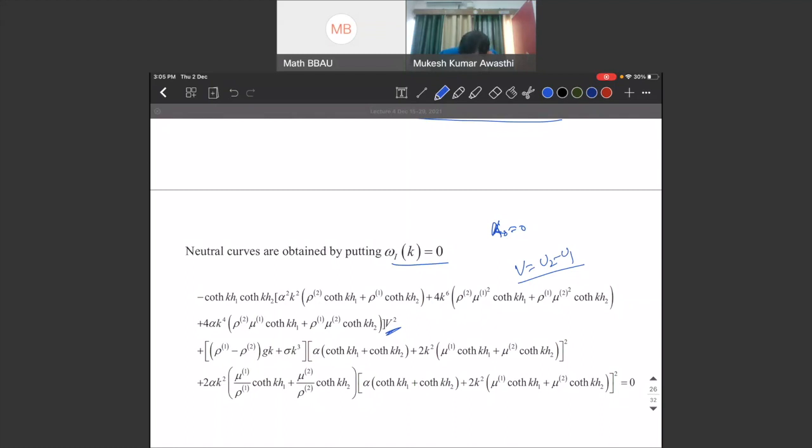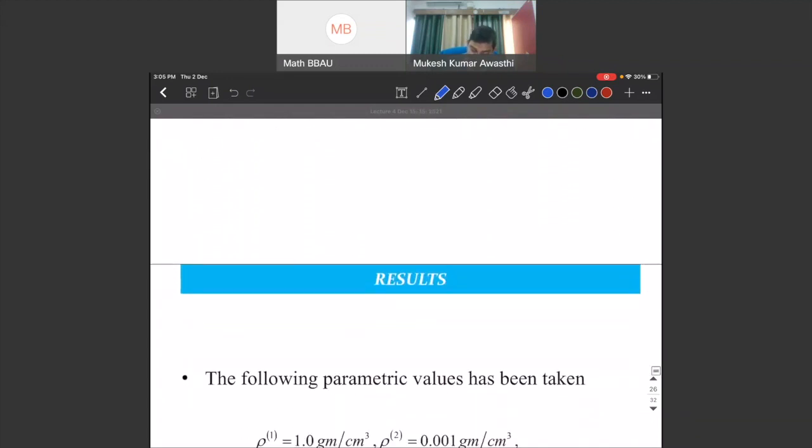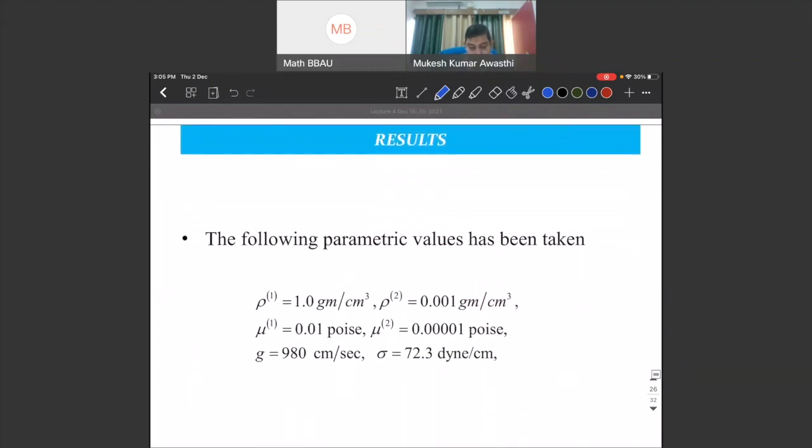Now we know that if the velocity is greater than the critical velocity, then the system will be unstable, and if the velocity is less than the critical velocity, the system will be stable. So in this case, we have the lower region stable and the upper region unstable. Now here we have plotted the dimensional case. We have not made the system non-dimensional.